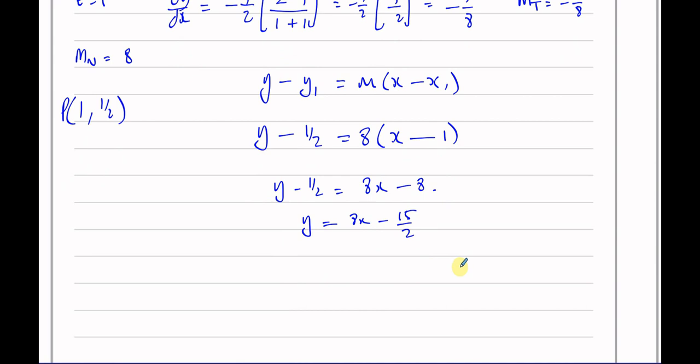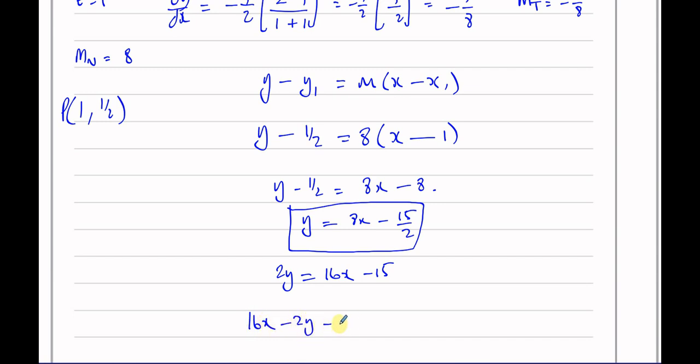The question says find an equation to the normal. So you can leave your answer like this if you want, that's fine. If you want to write it in the form ax plus by plus c equals 0, you could multiply everything by 2, in which case you'll get 2y equals 16x minus 15. And then you can write this as 16x minus 2y minus 15 equals 0. You could write it like that if you wish as well. So multiply everything by 2. Okay, so that's also possible. So both of these are perfectly good ways of writing the answer to this question. You can write it in either of those two ways.